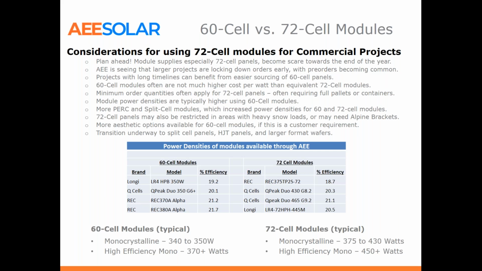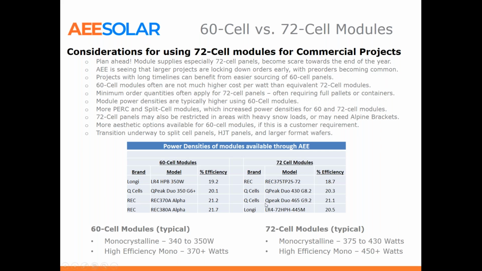And as we mentioned, there's transitions underway to using split cell panels, HJT, format panels, and panels using larger format wafers. So typically now with a 60 cell module, we're seeing monocrystalline panels, standard stuff in the 340 to 350 watt range. Later this year, we've kind of gotten hints that we might get 360, 370 watts. The various highest efficiency monocrystalline panels can exceed 380, 390 watts. And of course, you got some of your special panels, like some SunPower panels that could approach 400 watts.